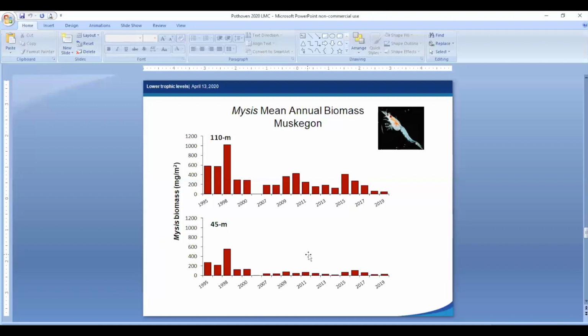And Mysis, if I forgot to mention, again, that was one of those important indicators. Certainly we've seen ups and downs over time, but it's definitely something that we need to keep an eye on, considering their importance as an indicator and because they're so low.